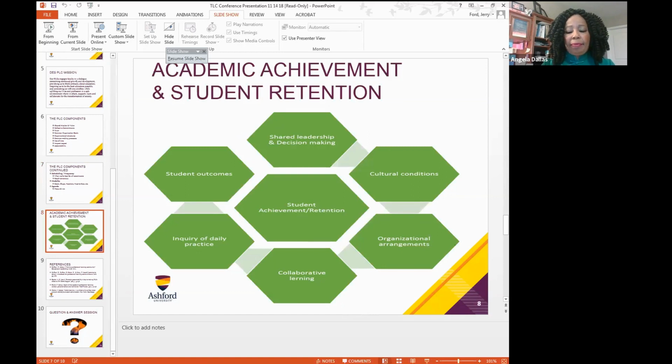This slide is a graph, a visual of the components that it takes to improve academic achievement and student retention. And each of those components are things that happen within our PLCs. So each component that surrounds student achievement and retention are things that take place as relates to our meetings and discussing and collaborating about how we can do what we do better to constantly improve academic achievement and student retention.